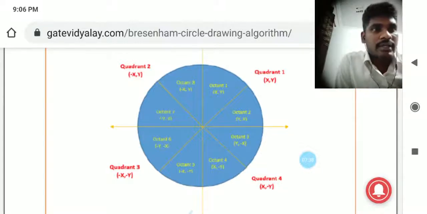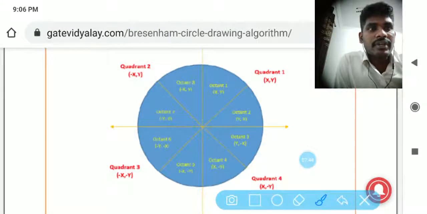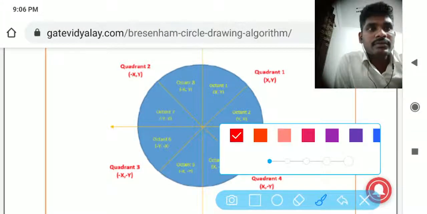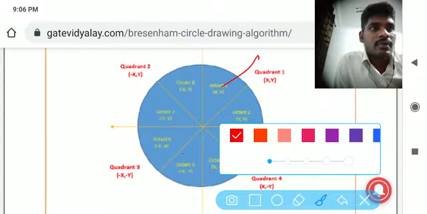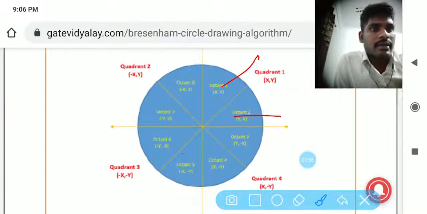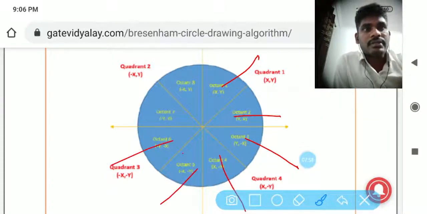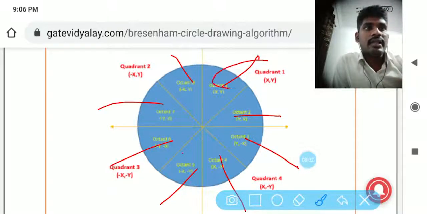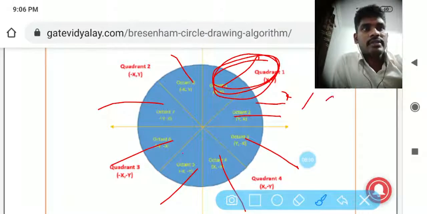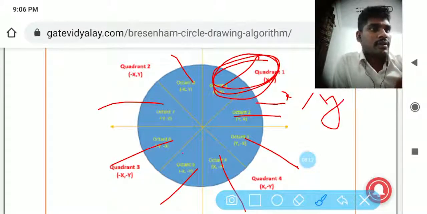So here we are selecting. Look at here, this is the first one, and second, third, fourth, fifth, sixth, seventh, eighth. Now where are we selecting? Here we are selecting. This is the first quadrant and the first octant. Here are the X and Y values, X and Y values we are starting with.